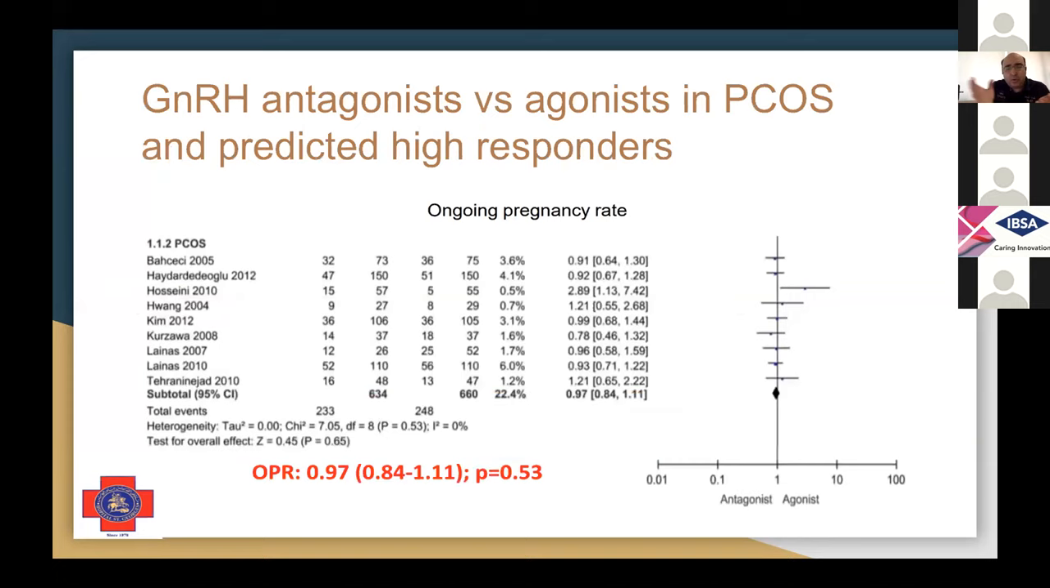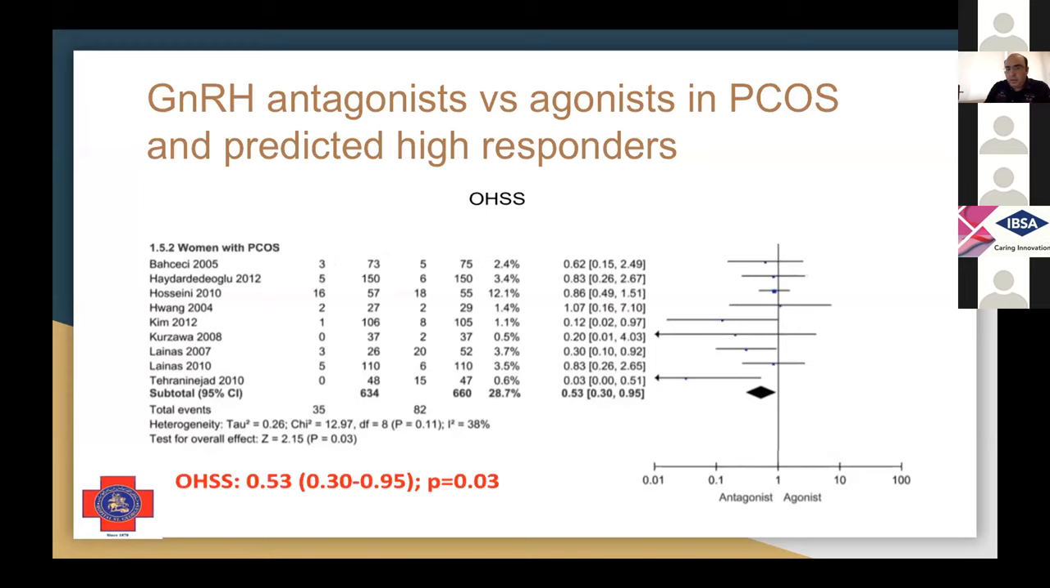Here you can see a study of GnRH antagonist versus agonist in PCOS and predicted high responders. As you see, we have more advantage. This is from 9 studies that show that the antagonist protocol has a higher ongoing pregnancy rate than the agonist protocol. In this slide, we see GnRH antagonist versus agonist in PCOS and predicted high responders: the risk of OHSS is lower when we use the antagonist protocol, and it's very significant.